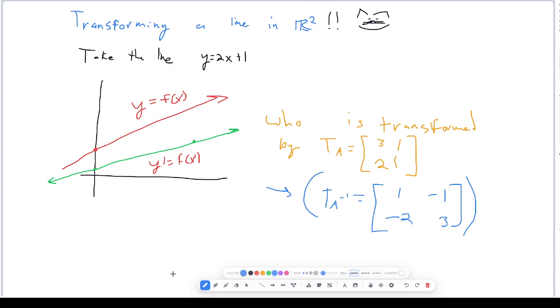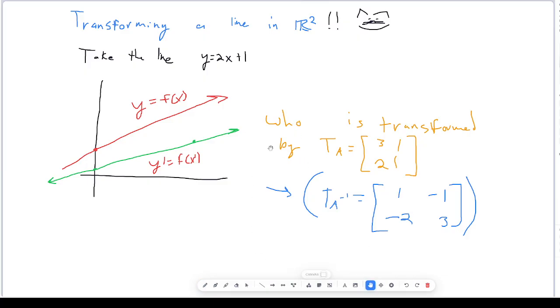Hi everyone, today we're going to be talking about how you can transform a line in R2. And remember, this is different than what we've been doing, where we've been transforming points or vectors. Right now we're going to be transforming actual linear functions. So let's get into it here.